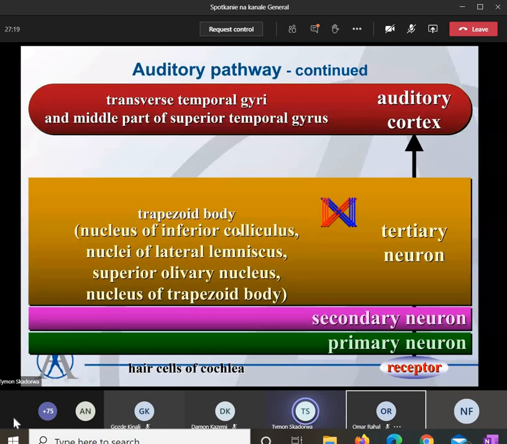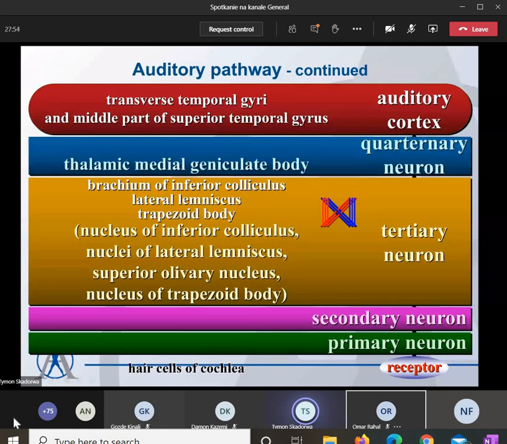Now, all of these neurons send out fibers that form the trapezoid body and lateral lemniscus again on the other side, and they actually enter the brachium of inferior colliculus. So now we are at the level of the midbrain, because inferior colliculus is part of the midbrain. The tertiary neuron enters the brachium of inferior colliculus and meets the quaternary neuron, which is located in the medial geniculate body.